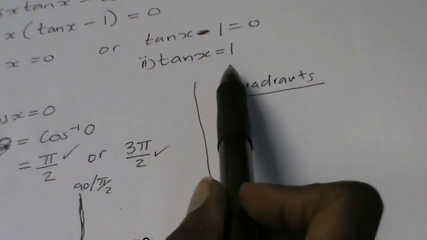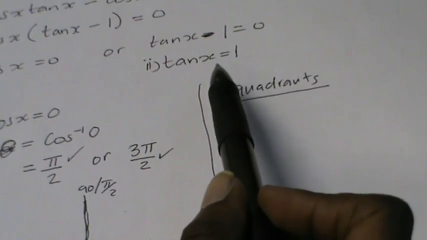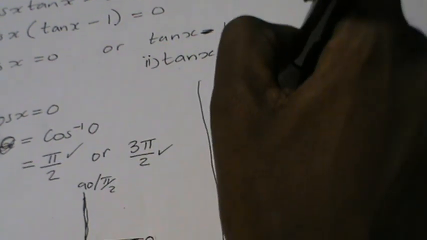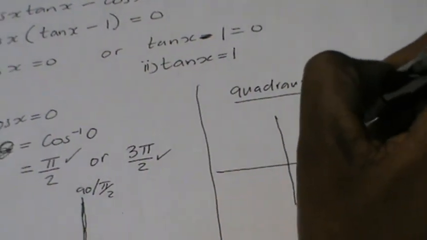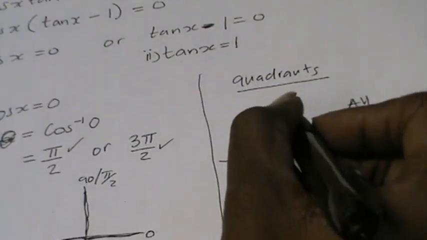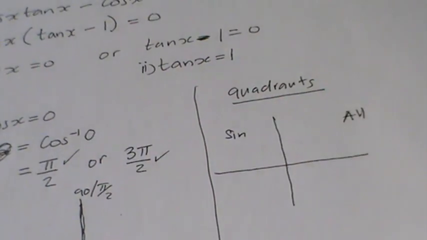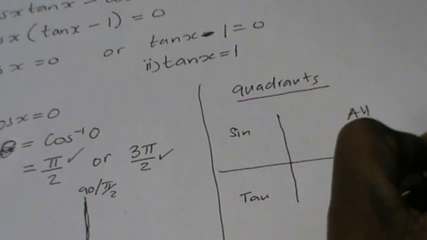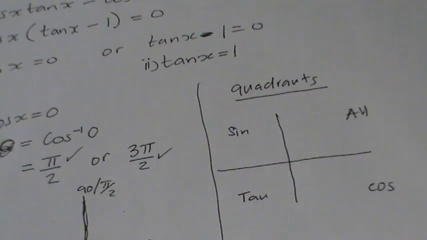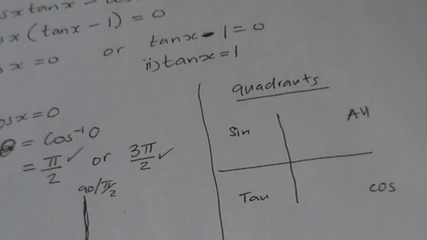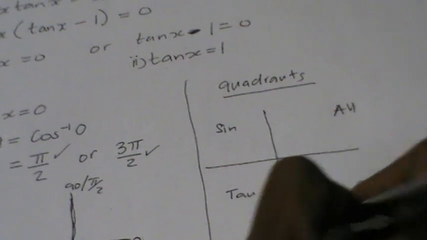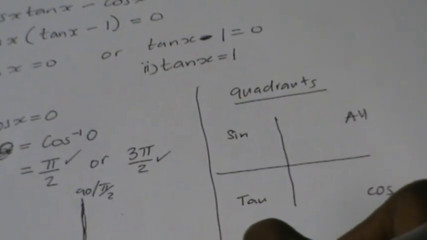So here I have 1. 1 is a positive number. So I need to ask myself, in what quadrant is tan positive? So I go to my quadrants again. In this first quadrant, all of them are positive. In the second quadrant, only sine is positive. In the third quadrant, which is what I'm looking for, tan is positive. And in the fourth one, just for interest, we know that cos is positive. So can you tell me in which quadrants tan is positive? Tan is positive in the first quadrant and in the third quadrant.